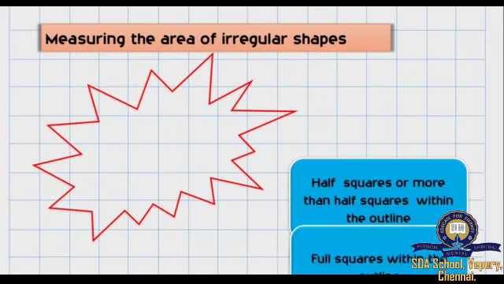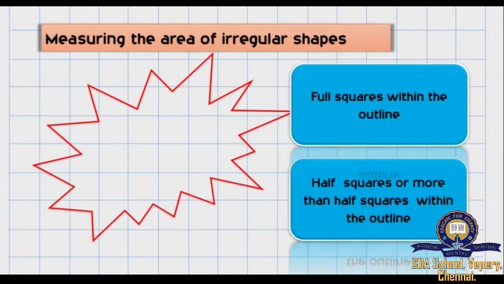Now, as I have said, I'm going to consider the full squares within the outline. I'm going to color the full squares with yellow color. So yes, all these squares are actually full squares, and we'll count them. And as I said earlier, we are also going to consider the half squares or more than half squares present within the outline. Actually, we are going to consider them as approximately a full square. Definitely more than half of the region is present within the outline.